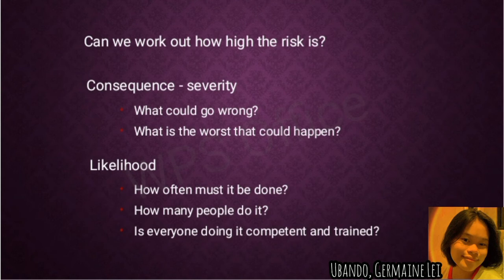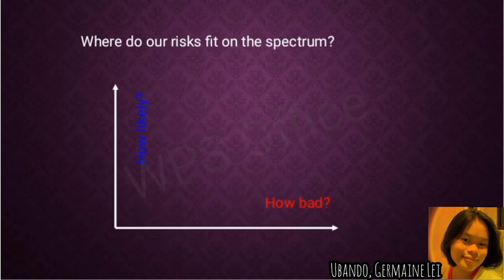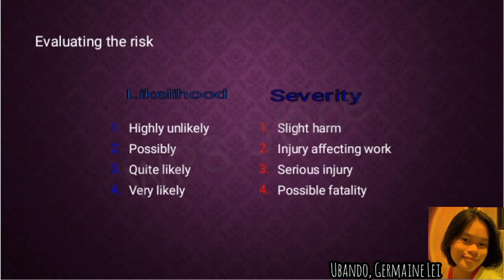And questions are: how often must it be done? How many people do it? Is everyone doing it competent and trained? In evaluating the risk of likelihood, there is highly unlikely, possibly, quite likely, very likely. And in severity, there is slight harm, injury affecting work, serious injury, and possibly fatality.